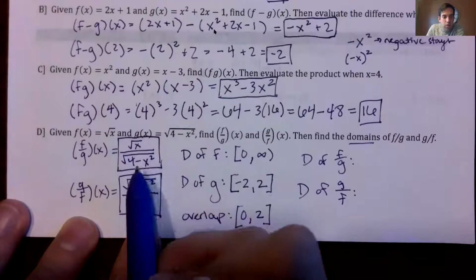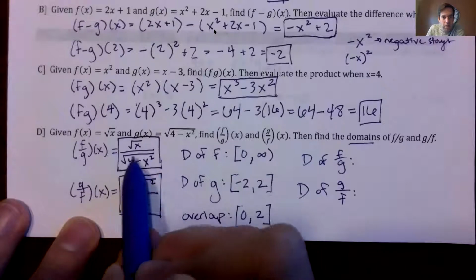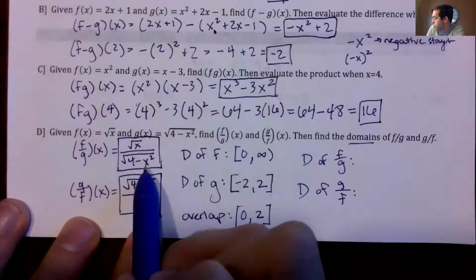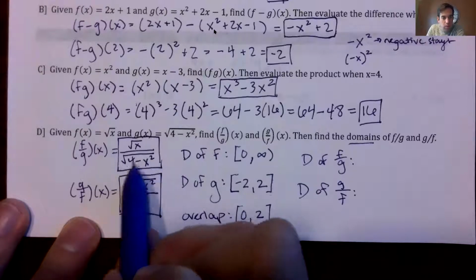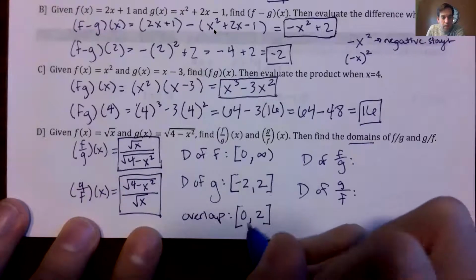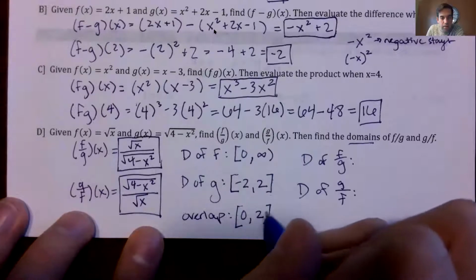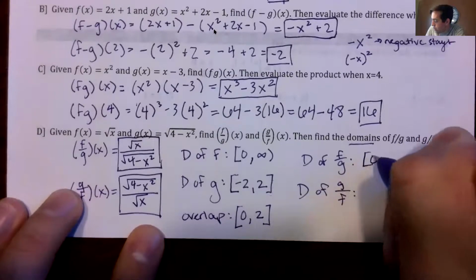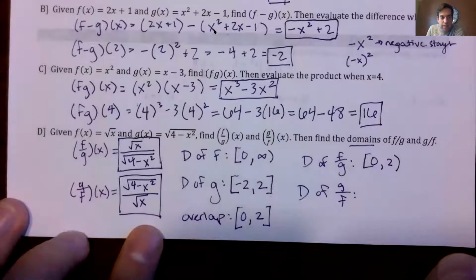In f over g, what value makes this denominator 0? And it would be the 2 or the negative 2, right? 2 squared is 4, negative 2 squared is 4, 4 minus 4 is 0. So we can't have 2 or negative 2. Well, negative 2 is not even in our overlap interval in the first place. 2 is. So when we write our f over g, we can't include the 2. So it goes like that.